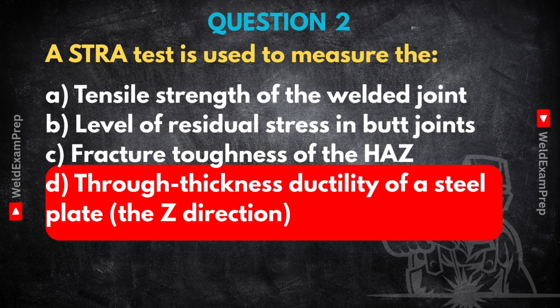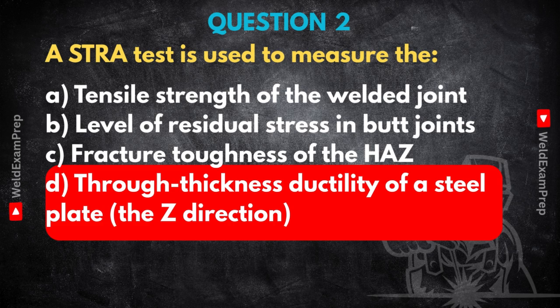And this dimension is surprisingly important because a material's properties can be very different in that direction compared to along its length or width. This STRA test specifically measures how much the material can stretch or deform, its ductility, when you pull on it through that thickness, perpendicular to the surface. And why is that specific ductility so critical? Well, it's all about resisting lamellar tearing, which we touched on briefly before.